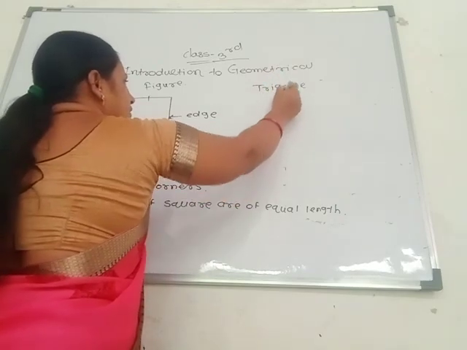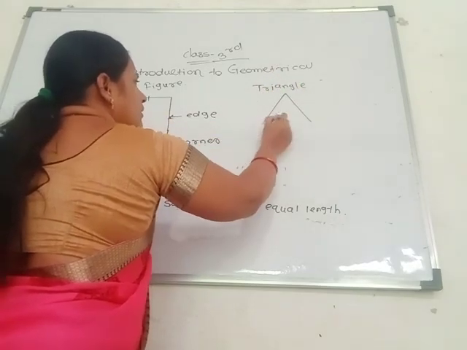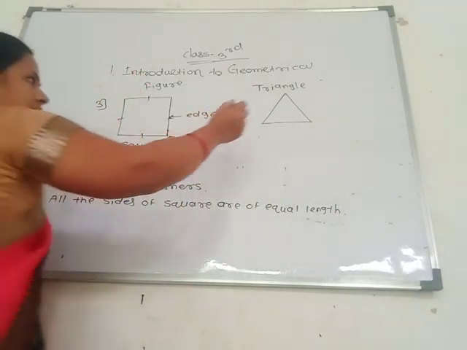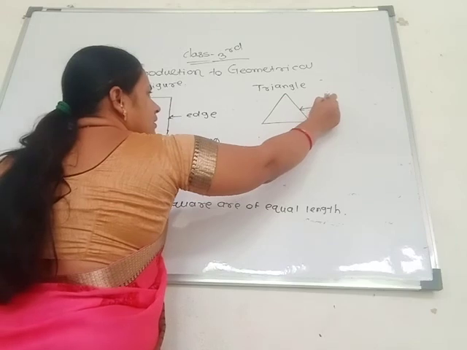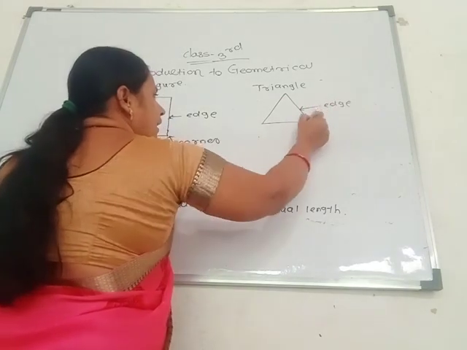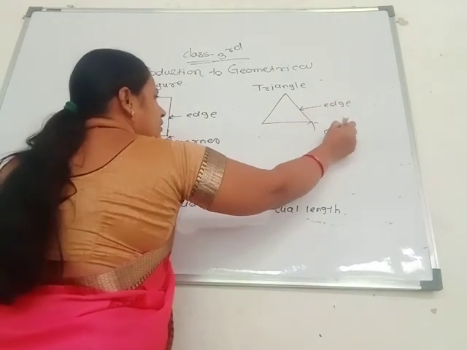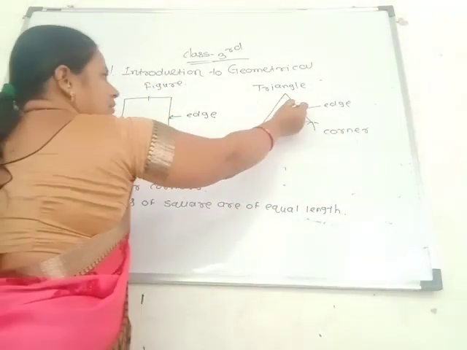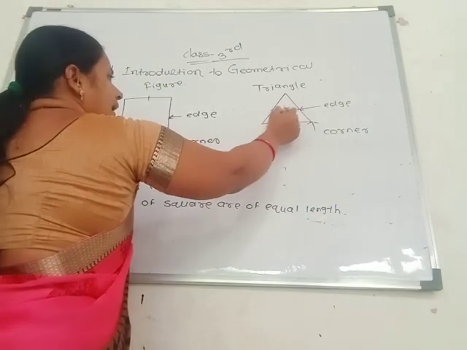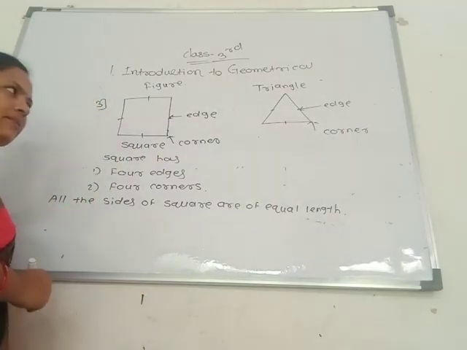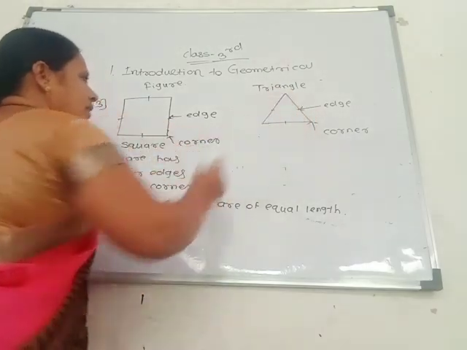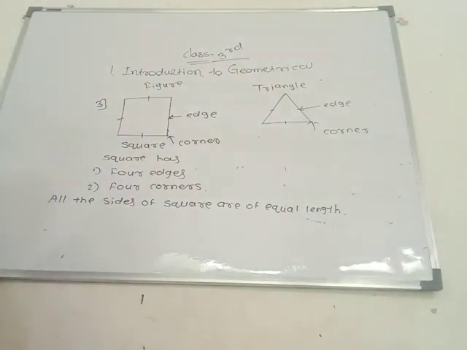You draw here the figure triangle. Here is an edge and this one is a corner. Then how many corners and how many edges do you see here? 1, 2 and 3. 3 edges means 3 sides. And how many corners? 1, 2, 3. 3 edges and here 3 corners.